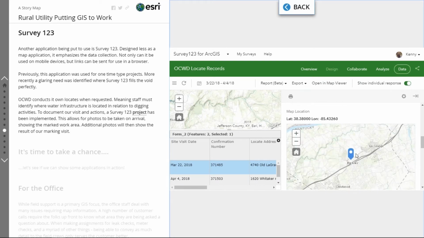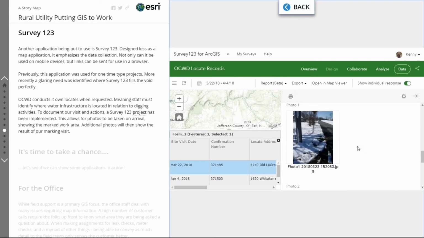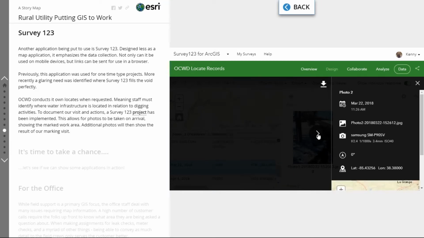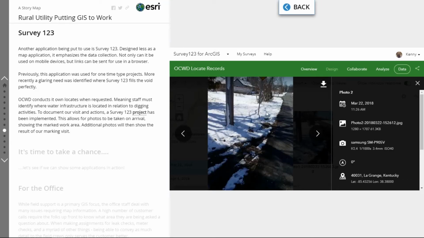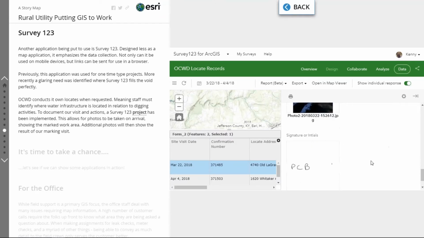We not only have the location of where that activity takes place, but we also have the ability to take up to 5 photos, which will show the before. So here's our work area. The gas has already been to that location. And then here are our blue flags where we've marked it. So we now can archive that in our repository and have that for future reference should we need it. And we have a signature block for our staff to sign off on.